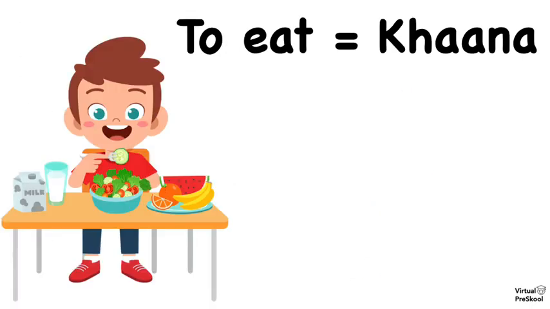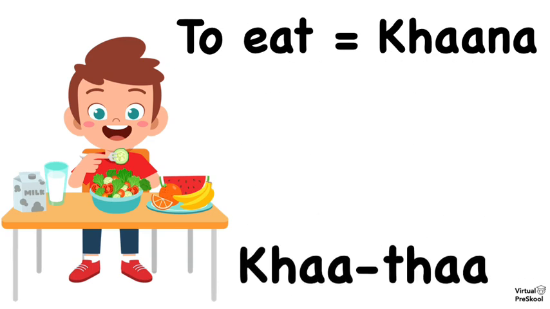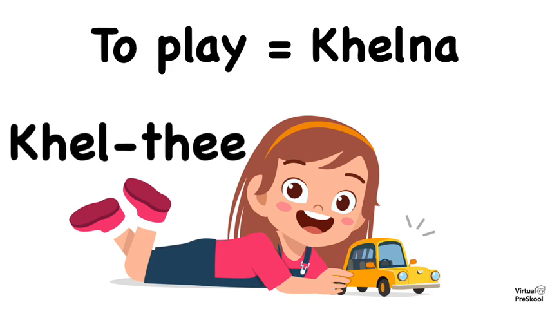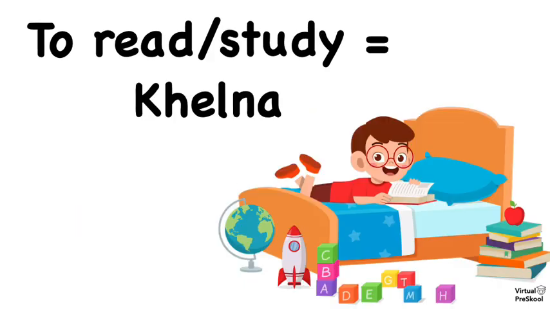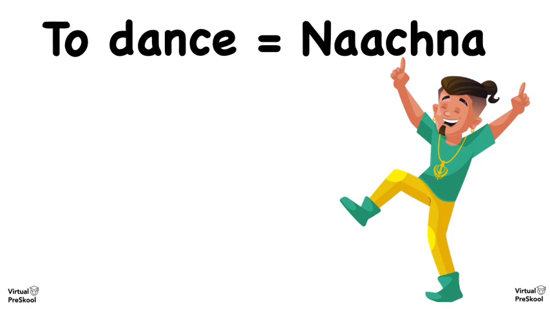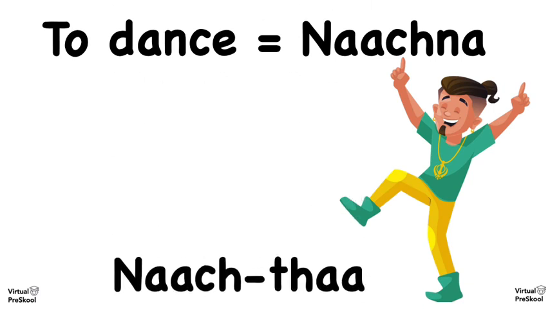Gati. To eat is khaana, and this is a boy, so what would his verb be? Khata. To play is khelna, and this is a girl, so what would her verb be? Khelti. To read or to study is pardhna, and this is a boy, so what would his verb be? Pardhta. To dance is nachna, and this is a boy, so what would his verb be? Nachta.